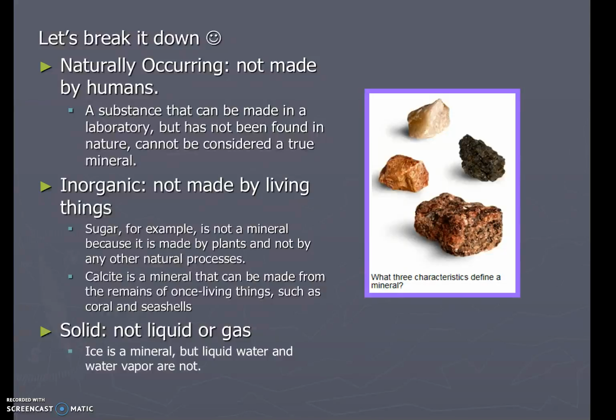Minerals also must be inorganic, which means not made by living things. Again, kind of similar to naturally occurring, but sugar is naturally occurring because it comes from sugar cane, but it's not inorganic because it's made by a living thing. Calcite is a mineral that can be made from the remains of once living things, but it is not actually made by a living thing.